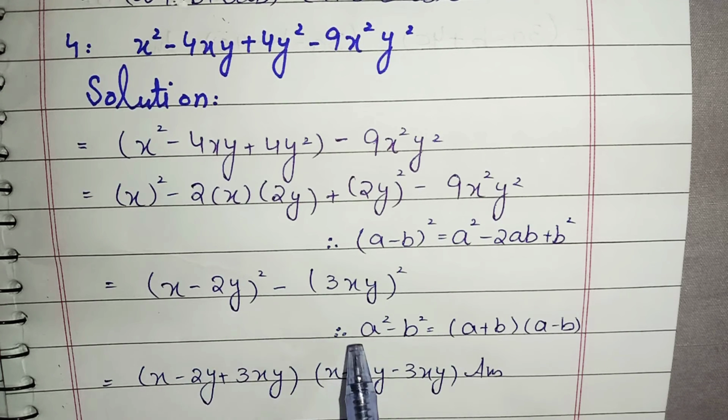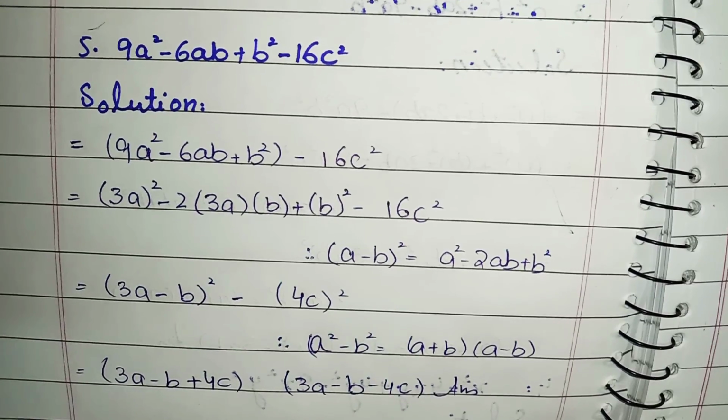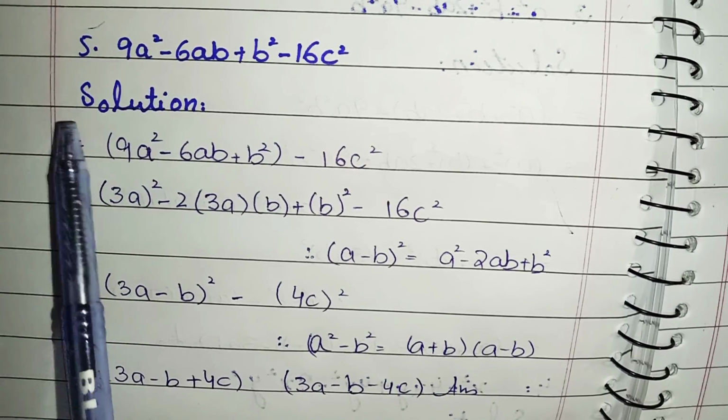Now we will use our second formula, a square minus b square is equal to a plus b into a minus b. We will write our first two terms given to us with plus, then with minus. Now we will write x minus 2y plus 3xy and x minus 2y minus 3xy. This is our answer. Now students, here we have question number 5.